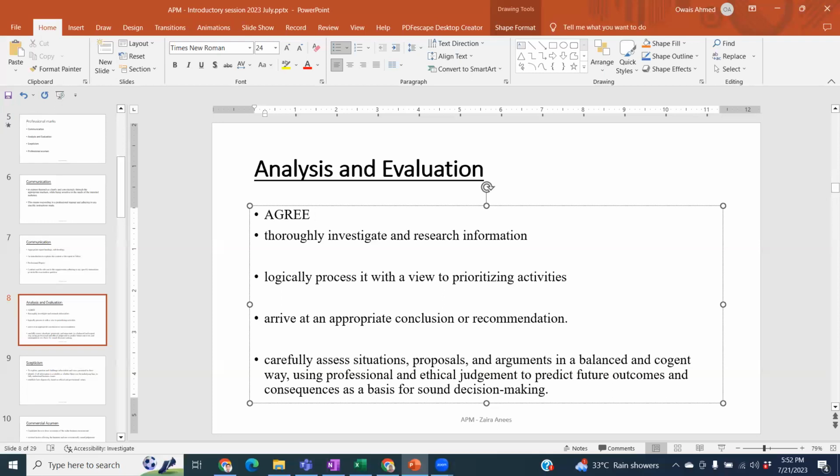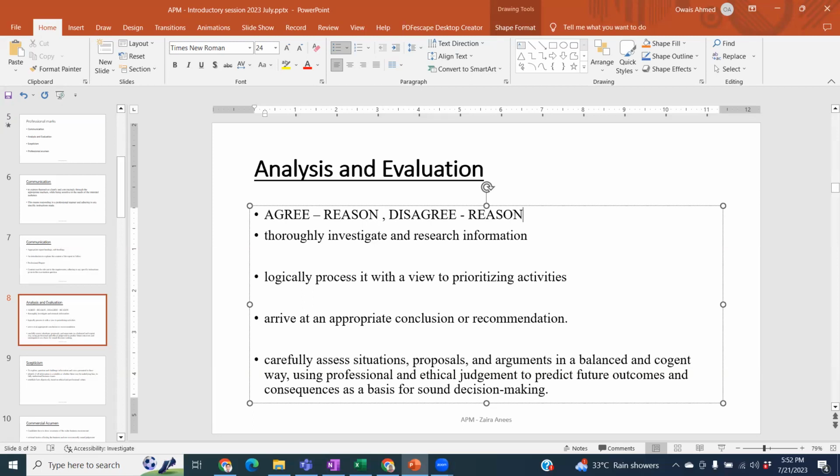So if you agree, you have to write the reason why you think that you agree. And if you disagree, you have to write the reason, as I said, justification. You have to write the reason why you think that you disagree. So evaluation has always been part of the APM paper. This is not new.